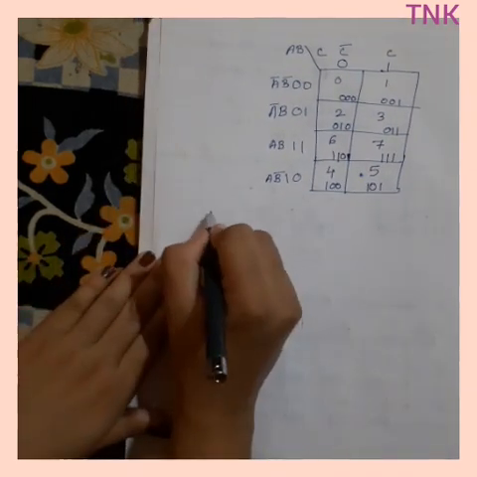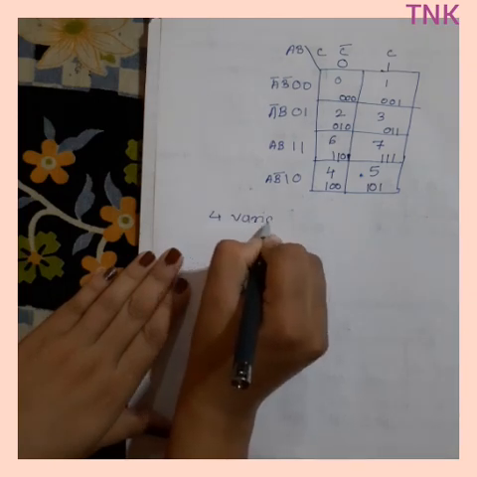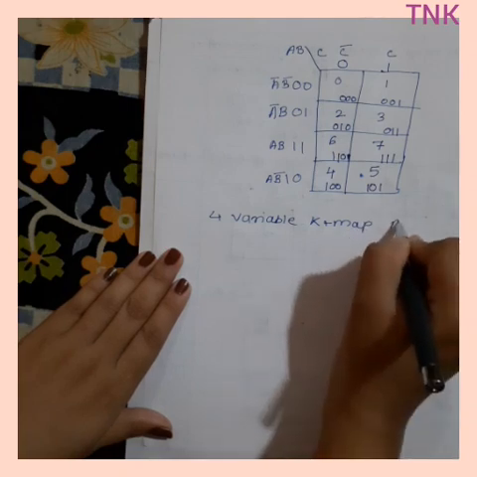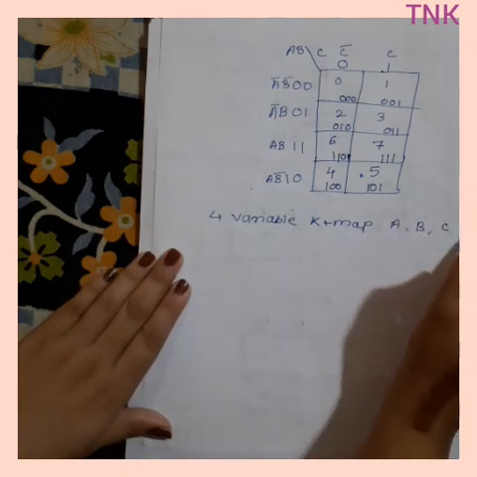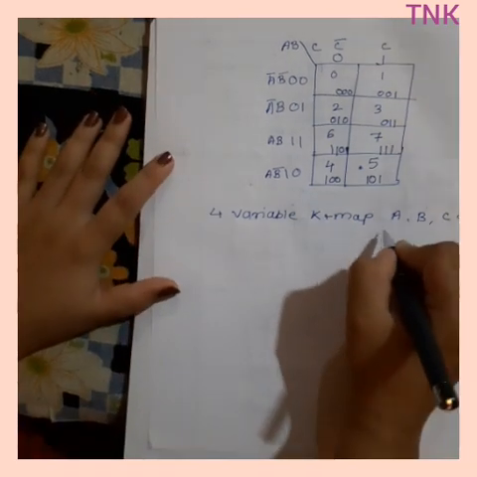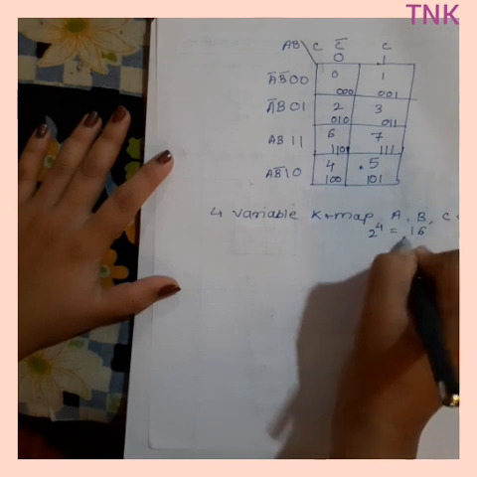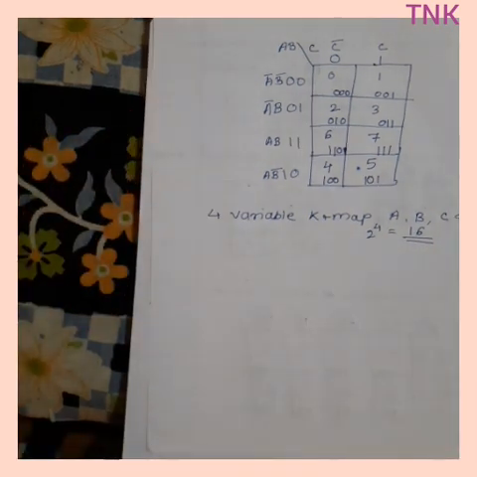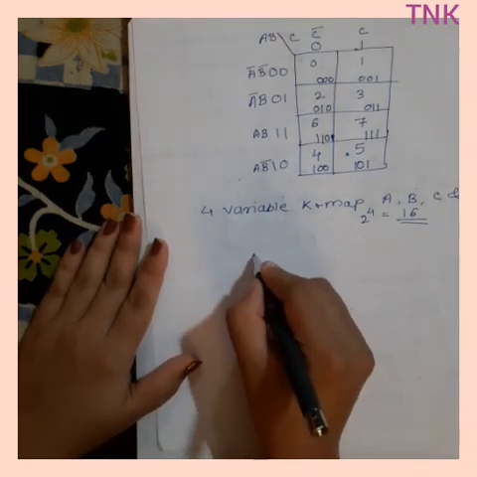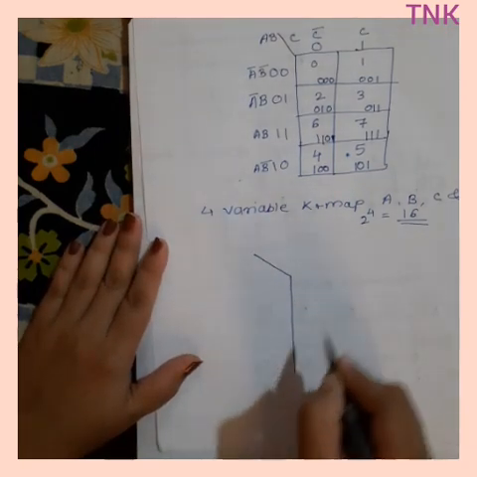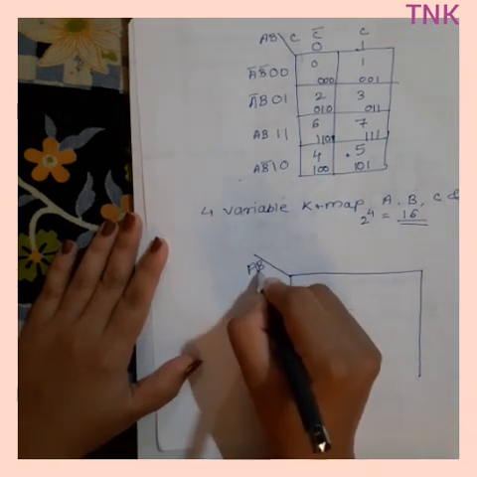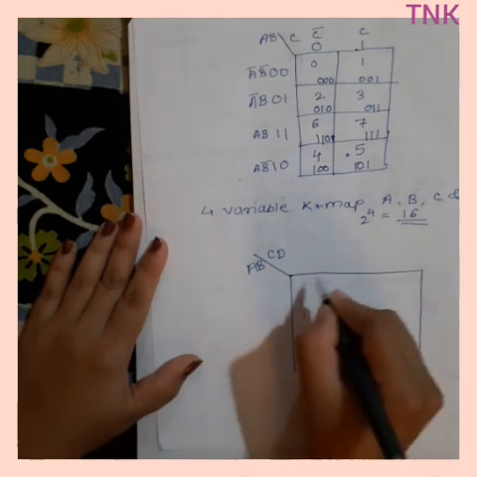Now let's proceed towards the 4 variable K-map. Let's assume that we are having 4 variables as A, B, C and D. The number of cells is equal to 2 raised to 4, that is 16. So in a 4 variable K-map you have 16 cells. Now let's draw the structure of the 4 variable K-map like this. This is my variable AB, this is my variable CD.